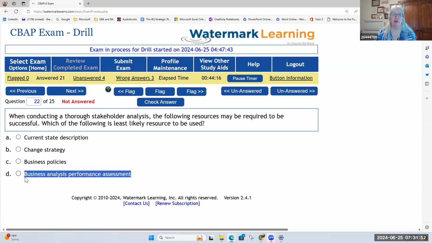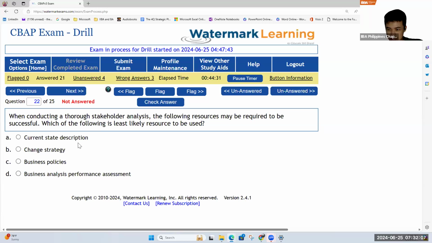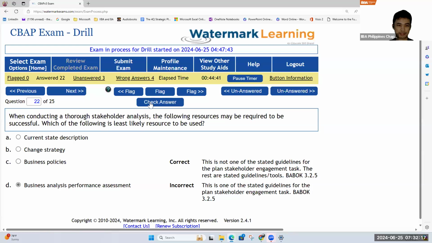I'm going to guess that this infers that you've done an assessment on yourself in the past and you're reusing it for this project. So you're doing a stakeholder analysis now. Which of these are least likely to be used? We have a D and a B, a couple of Ds actually. It's overwhelmingly D. Okay.